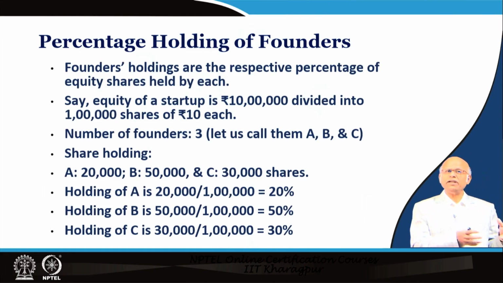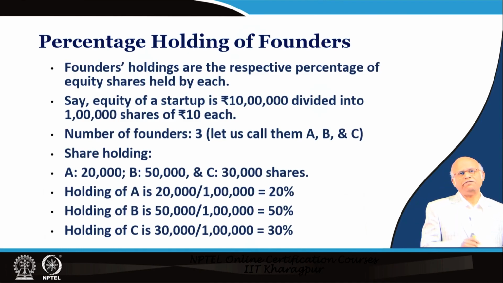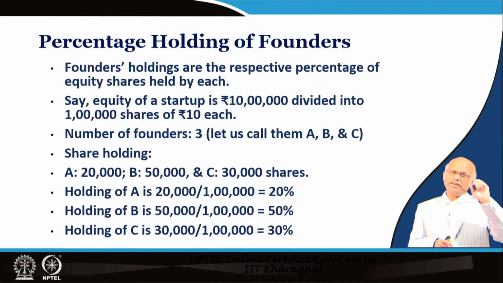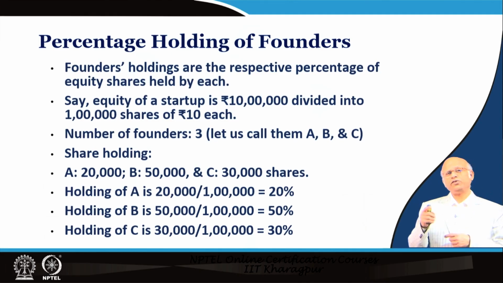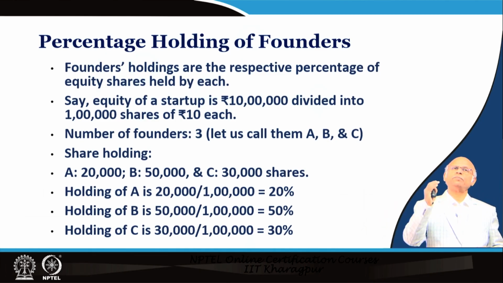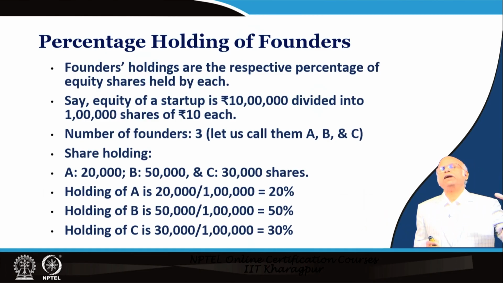Now, it is not just money that they will count, but the number of shares. Everybody will be allotted some shares, and each share has a face value. If a share has a face value of rupees 10, for the 2 lakh rupees that A has invested, he will get 20,000 shares. B will receive 50,000 shares, C will receive 30,000 shares. 50,000 into 10 becomes 5 lakh, 30,000 into 10 becomes 3 lakh. So, their percentage holding will be determined based on the money they invest or the number of shares they hold. A holds 20%, B holds 50%, C holds 30%.